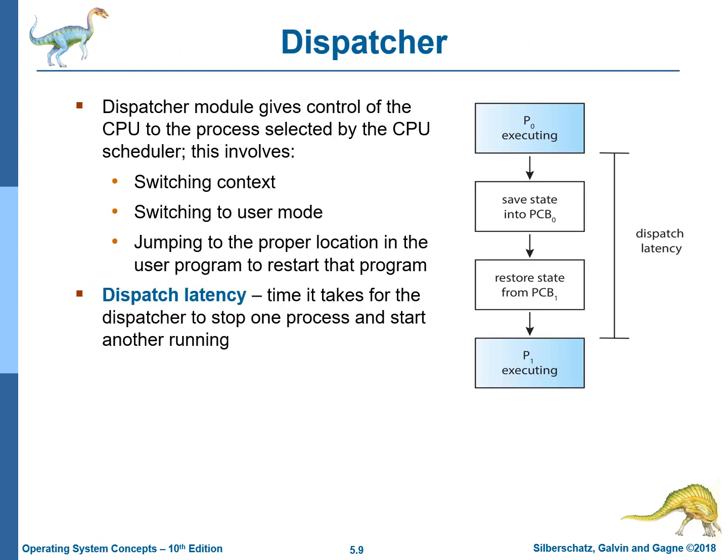Dispatcher. The dispatcher module gives control of the CPU to the process selected by the CPU scheduler. This involves switching context, switching to user mode, and jumping to the proper location in the user program to restart that program. Dispatch latency is the time it takes for the dispatcher to stop one process and start another running.